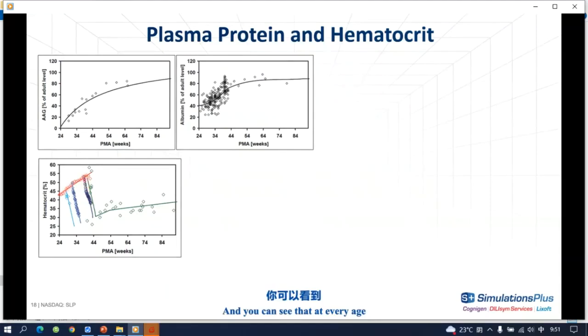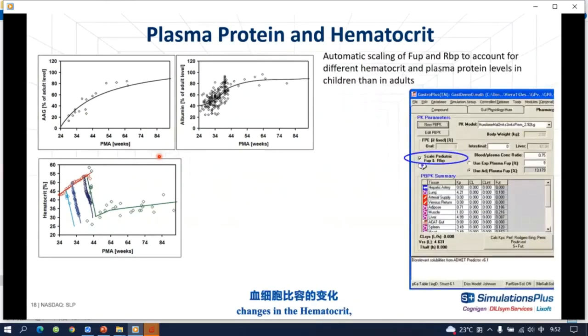And you can see that at every age, shortly after birth, the first few weeks, there is a significant drop in hematocrit. And then it starts again increasing until it reaches the adult levels. And so these parameters, of course, the changes in the plasma protein levels, changes in the hematocrit, are going to affect the fraction unbound in plasma and the blood to plasma concentration ratio.